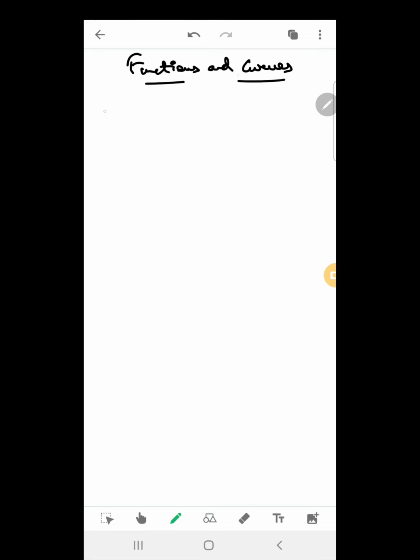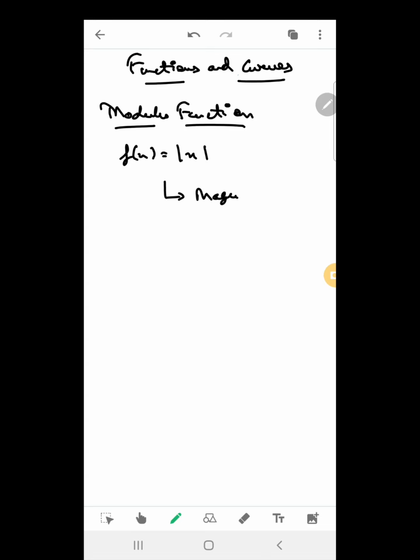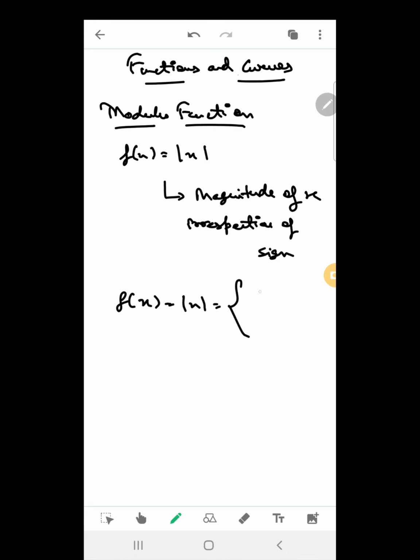Or let us start with modulus functions here. Modulus function. Okay, so what is modulus function? Suppose you have been given a function f(x) equals mod of x, which actually gives you the magnitude of x irrespective of sign. Clear? So f(x) equals mod x can be broken down into a piecewise function as minus x when x is less than or equal to 0 and x when x is greater than 0.